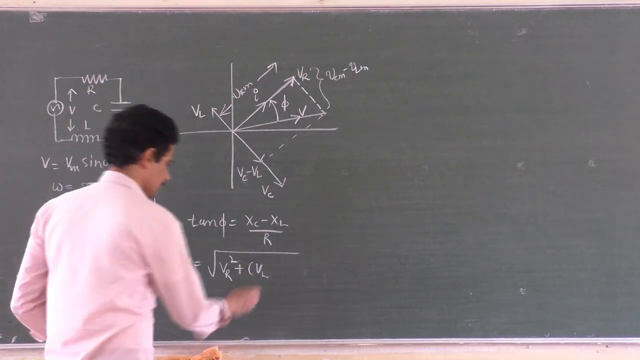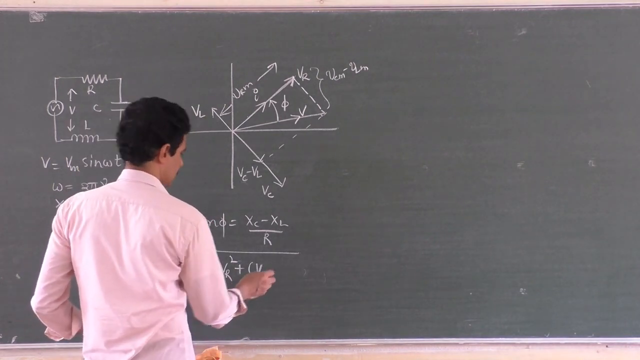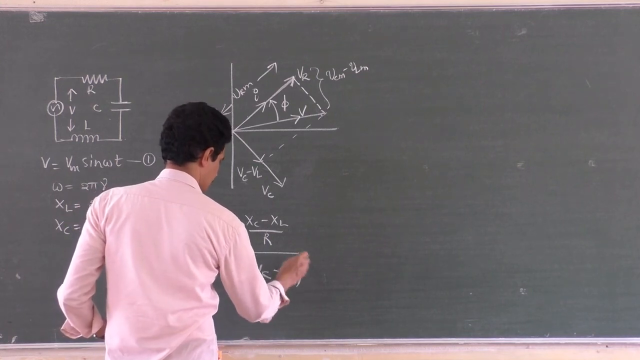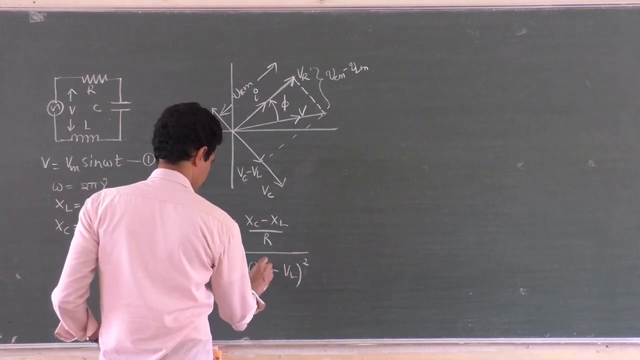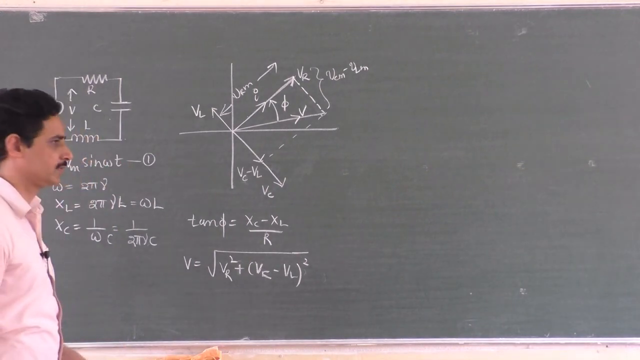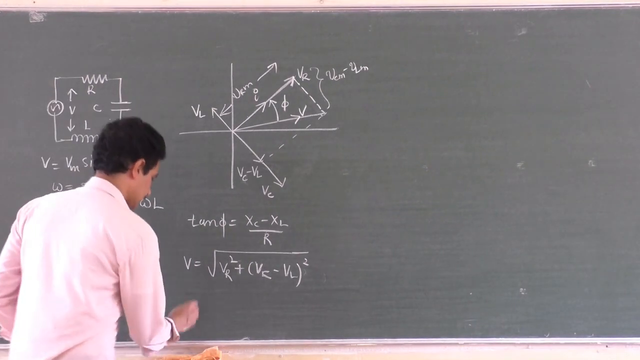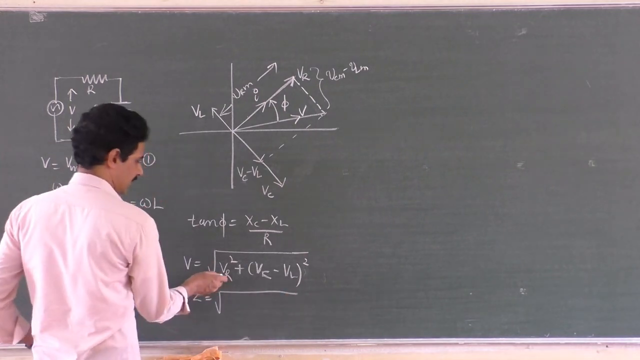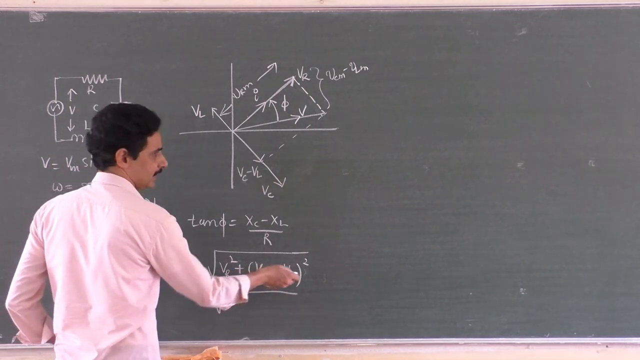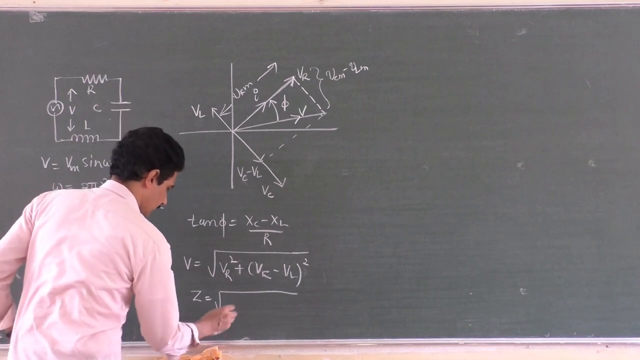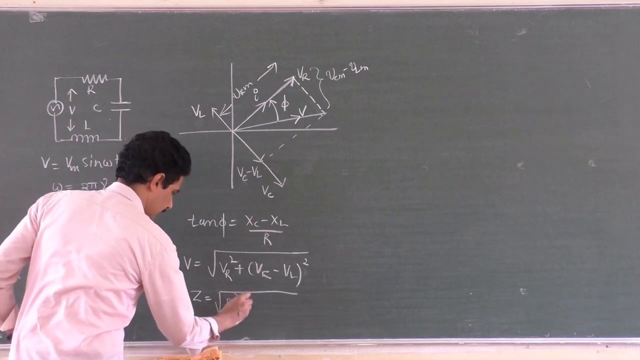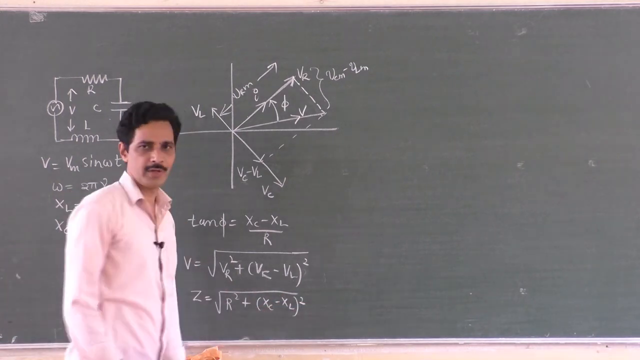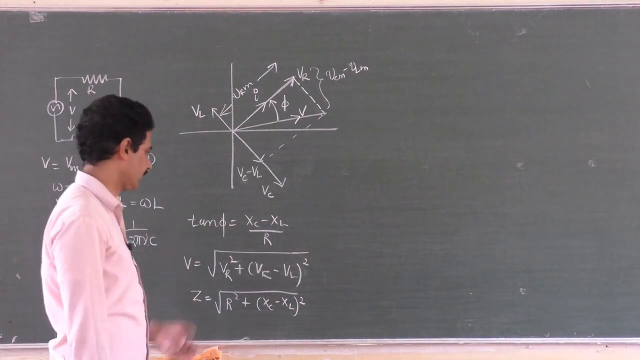Okay, Vc minus VL, Vc minus VL whole square. This is what we write. So V is the square root of VR squared plus Vc minus VL whole square. Similarly we get the expression for Z, the total impedance. We put Im into R, Im into Xc, Im into XL, then Z is equal to root of R squared plus Xc minus XL whole square. Hope you are following all these things, because already we have derived this.